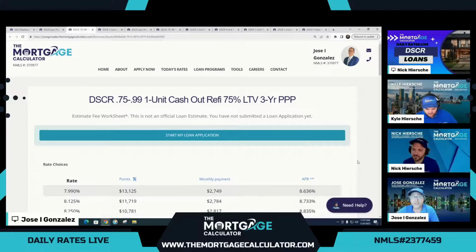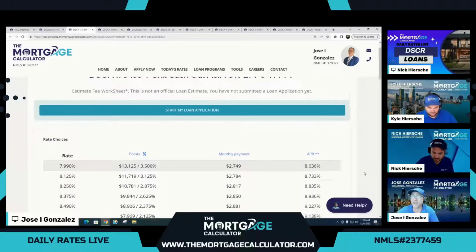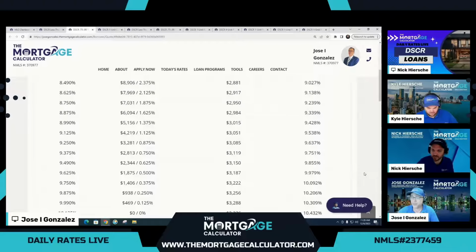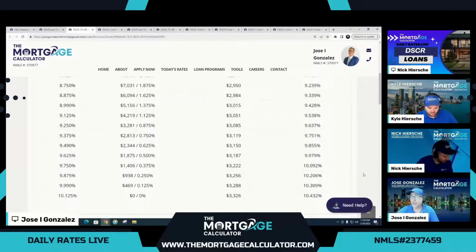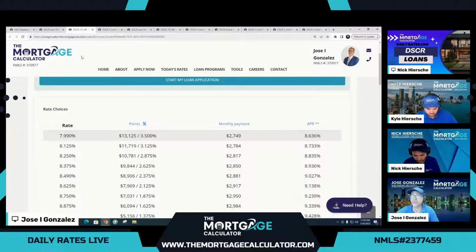Now, on the cash out, this is a very interesting anomaly here. Just want to make you guys aware of it, that the 0.75 to 0.99 option is the same maximum LTV, whether it's a purchase, rate and term, or cash out. 75% LTV is possible on a DSCR cash out, 0.75 to 0.99. This option with a 3-year prepay, 5-year prepay is available, is possible. So here, 10.125 is par, but look at how deep that rate sheet goes, all the way to 7.99%. So definitely benefit there.